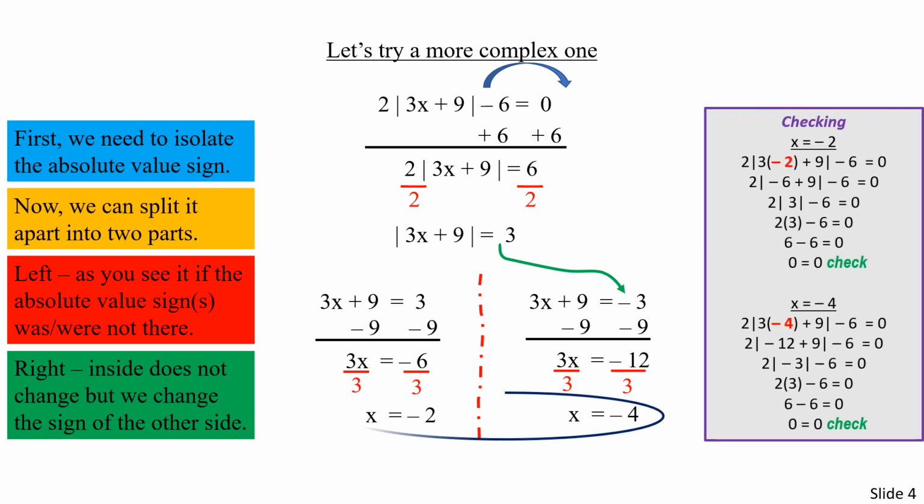And then, of course, we should check them. Plugging in -2 first, and then plugging in -4. And in this case, I get a true statement, so it checks. And that's how we can check our answers. Plug it in, does it make it true?